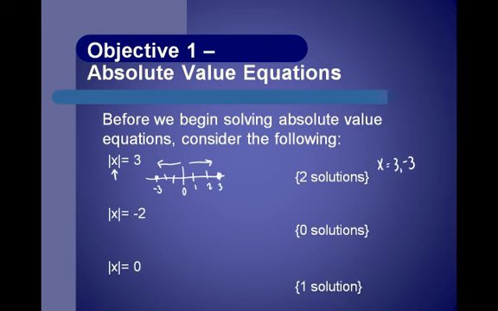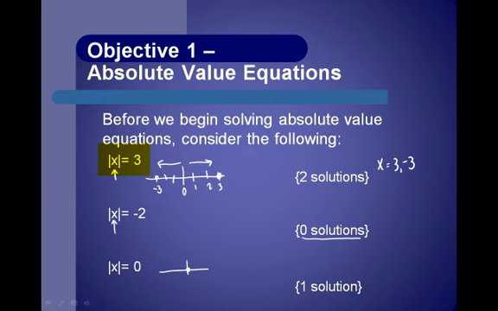Consider the equation the absolute value of x equals negative 2. Well, that means the distance between this number and 0 is negative 2. Well, you cannot have a distance of negative 2, therefore we say that this equation has 0 solutions. And then the third example, the absolute value of x equals 0. On a number line, that means what number or numbers are 0 units from 0? Well, that's the only one number, so that would be 0, and there is one solution to that equation.